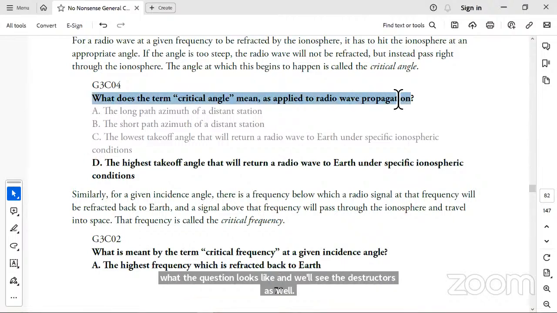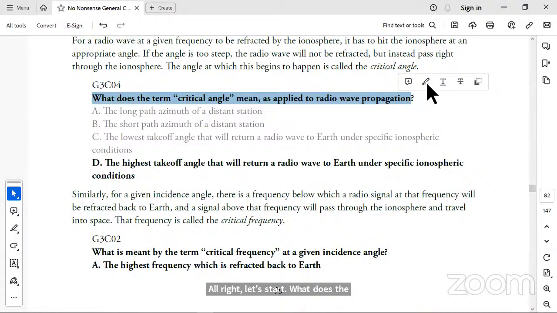What does the term critical angle mean as applied to radio wave propagation? It is the highest takeoff angle that will return a radio wave to Earth under specific ionospheric conditions, right? So that highest takeoff angle, that's what the critical angle is. Remember, if we exceed the critical angle, our signal will go off into space. It will not be returned to Earth. It will not be refracted.